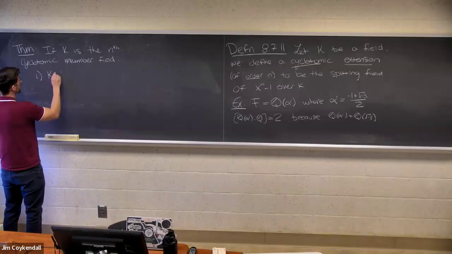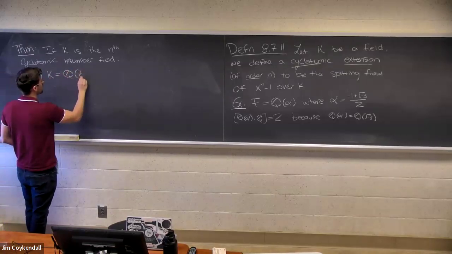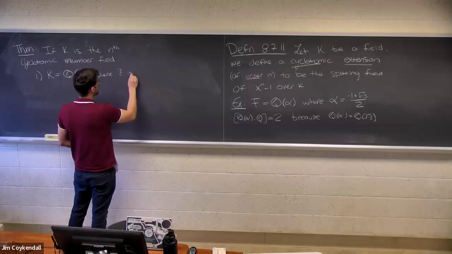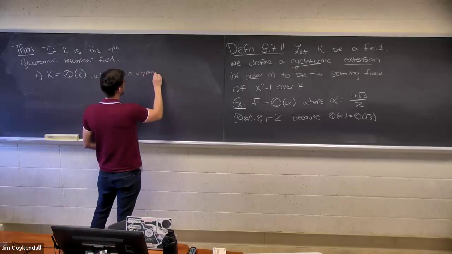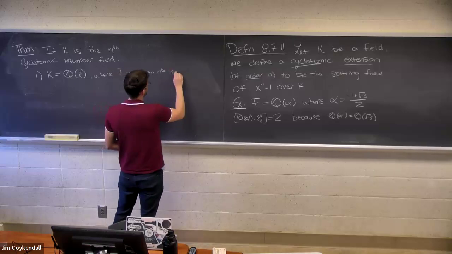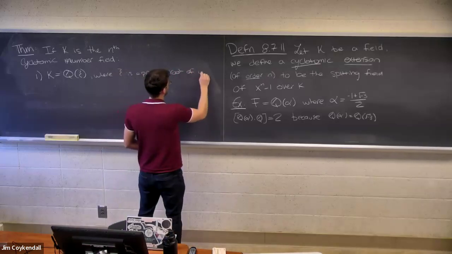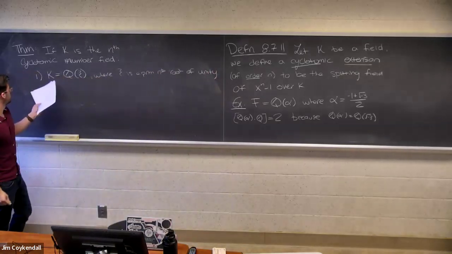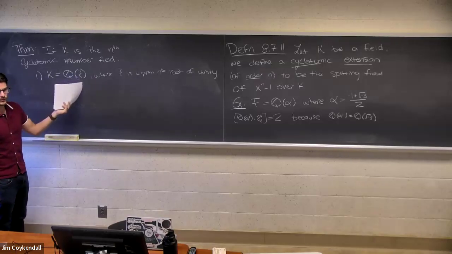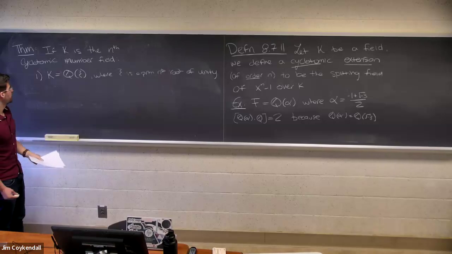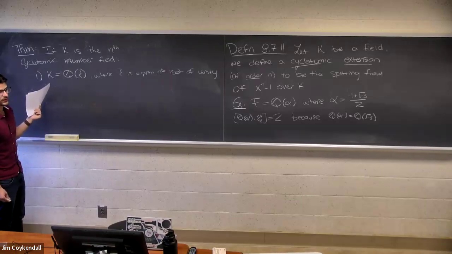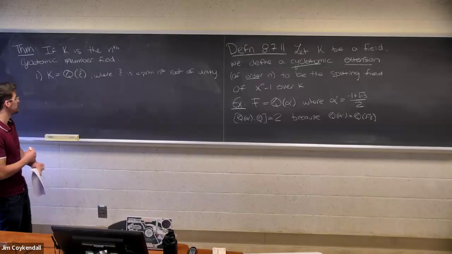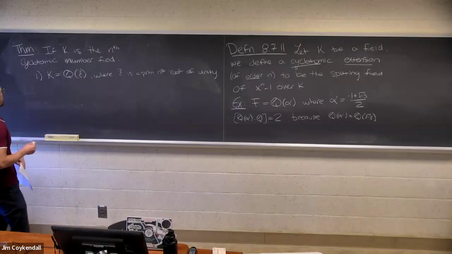One, K is generated by a primitive nth root of unity. What is it called when the field extension K is generated by one element like this? Yeah, simple. It turns out any number field is simple over the rationals. All number fields are simple extensions, which is a very, very nice theorem. Big theorem, but we're not going to talk about it too much today.